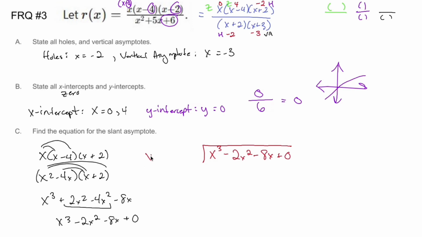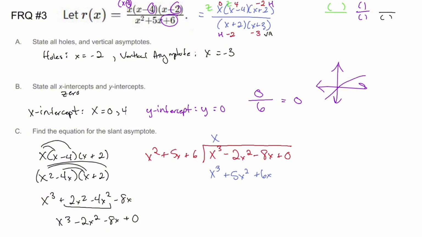Underneath here, we have x squared plus 5x plus 6, and then we do a little bit of polynomial long division. X squared times what is x cubed? X squared times x is x cubed. So you take that x, multiply it to this whole factor down here. X times x squared is x cubed. You will always get the same thing here, otherwise you did it wrong. X times 5x is positive 5x squared. X times 6 is positive 6x.